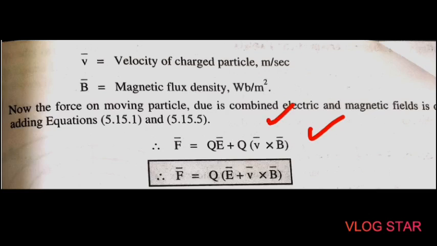So on the right hand side we can take Q as a common term, in bracket it is E bar plus V bar cross B bar. Okay, so basically this equation is called the Lorentz force equation. This force is calculated using this formula, and the unit of this force is Newton.